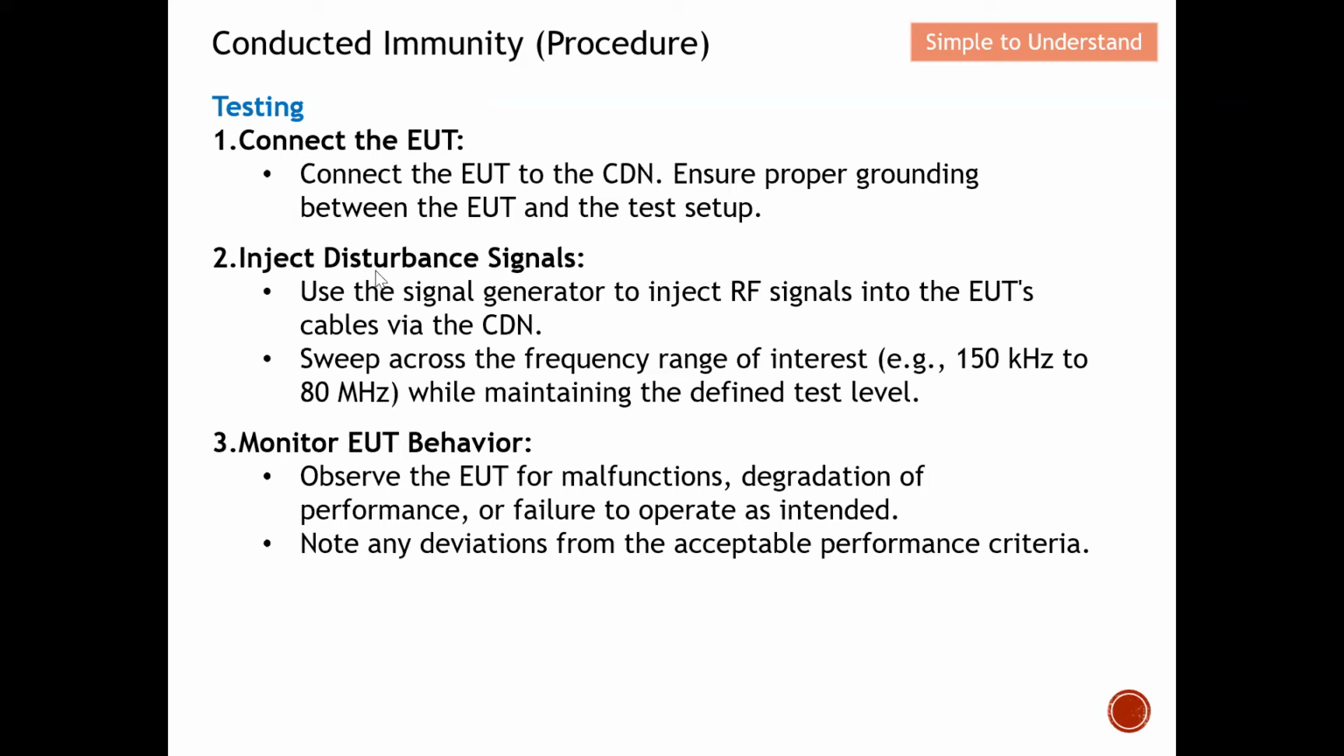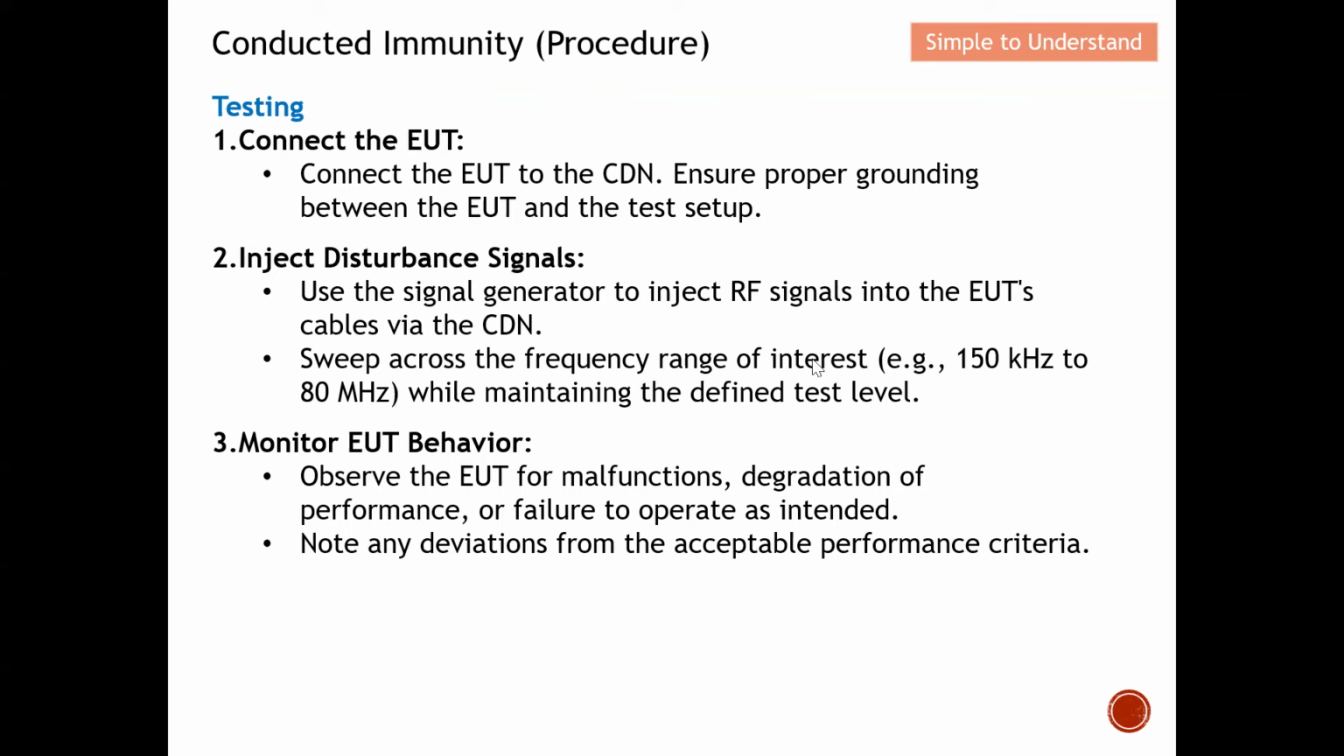Okay, so next is the injection of the disturbance signal. As I mentioned earlier, the signal generator generates the noise source. Basically, it will inject the RF signal into the DUT cable via the CDN. So basically it will sweep across the frequency range, from 150 kilohertz to 80 megahertz, while they want to maintain the test level as much as possible.